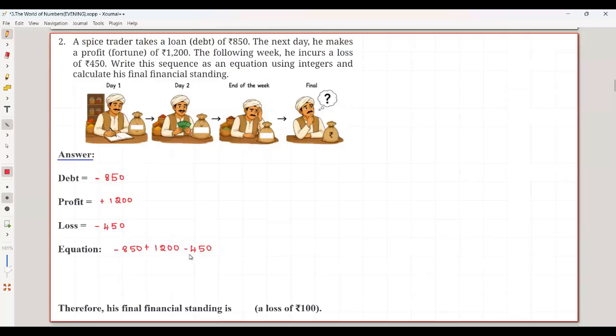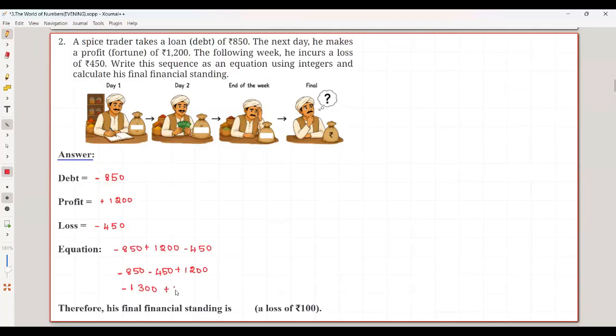First, arrange the terms and just add it. I can just write minus 850 and here also minus 450. Next plus 1200. Here both are having the same sign. Keep the same sign and add. So it will become 800, then 900, then 1300.